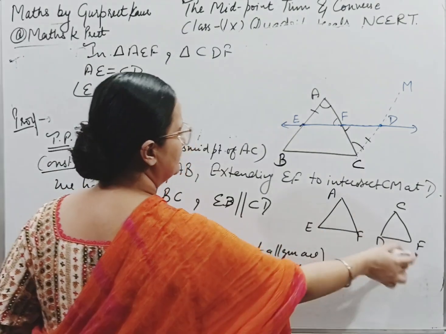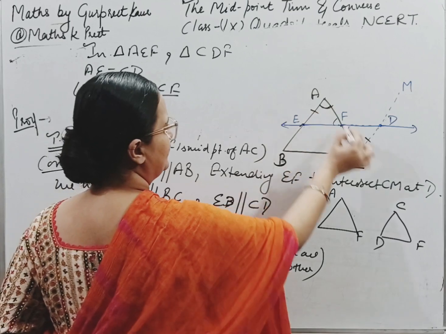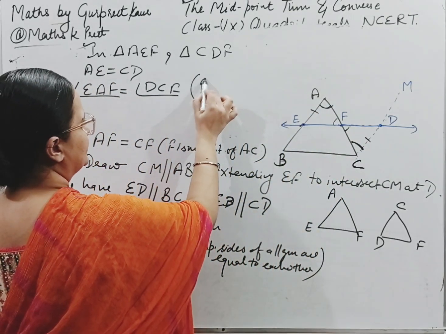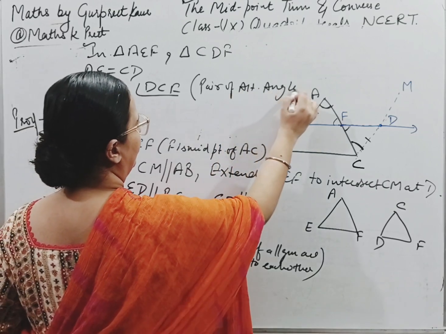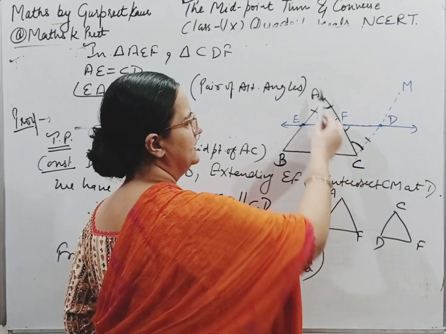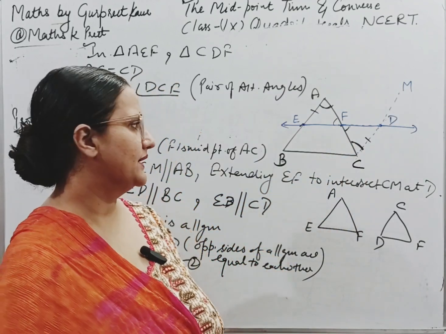Angle EAF will be equal to angle DCF. This angle will be equal to this. How? Pair of alternate angles. Why? Because through construction we have AB parallel to CD and this AC is acting as a transversal. Therefore this is a pair of alternate angles.